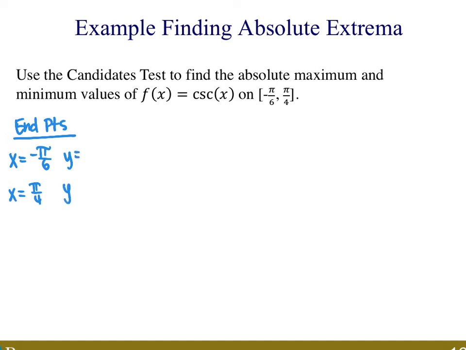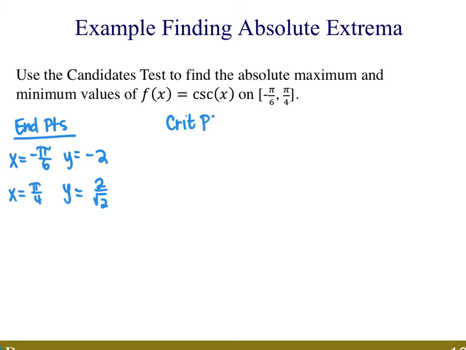So the cosecant of negative pi sixths is the reciprocal of the sine of negative pi sixths. So if you remember your unit circle, remember your trig, that is negative 2. That's the reciprocal, 1 over negative 1/2. And then pi fourths is the reciprocal of the sine, so that's 2 over rad 2. So the negative one is going to be the lower one, and the positive one will be the higher one.